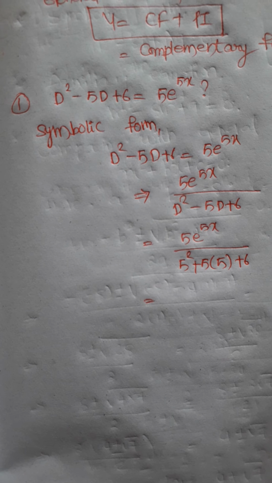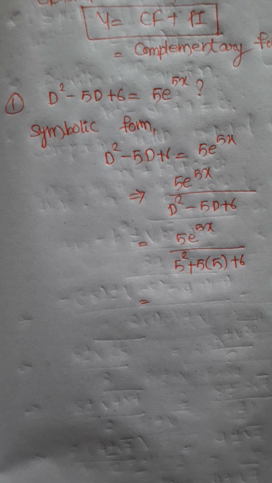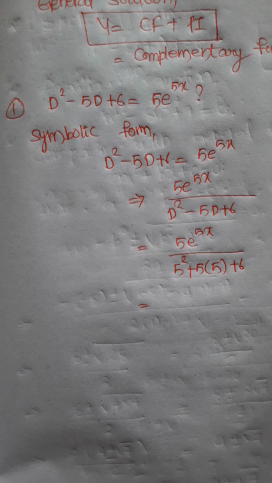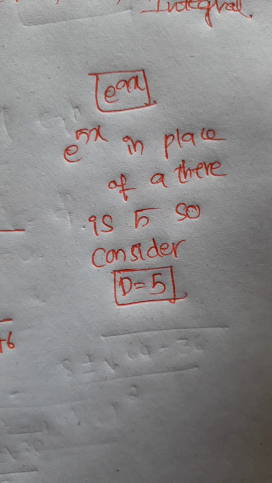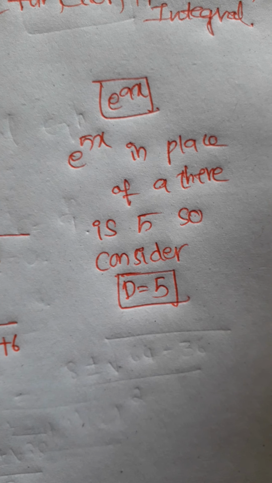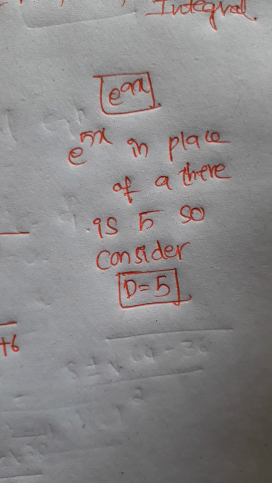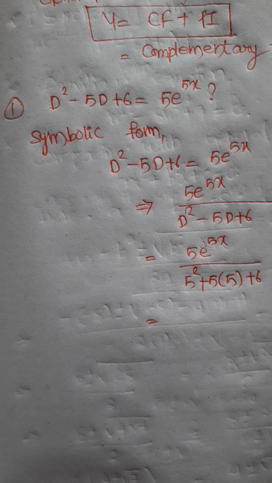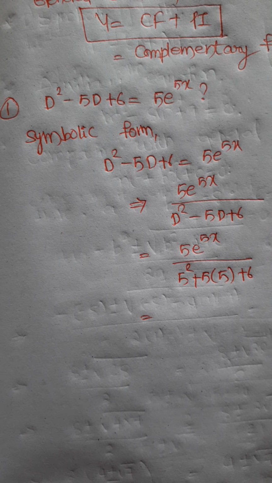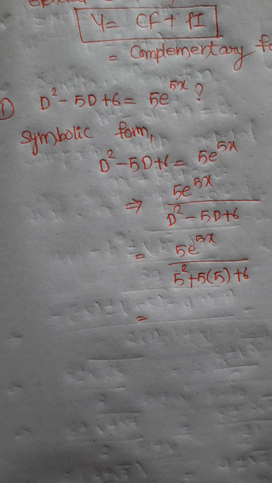Our question is to find the particular integral of the differential equation (D squared minus 5D plus 6) y equals 5 e power 5x. Here, as it is 5 e power 5x, we have to consider the value of D as 5, because if we consider the expression e power ax, in place of a there is 5, so we have to take the value of D as 5. Just substituting the value of 5 in place of D, we get the answer.